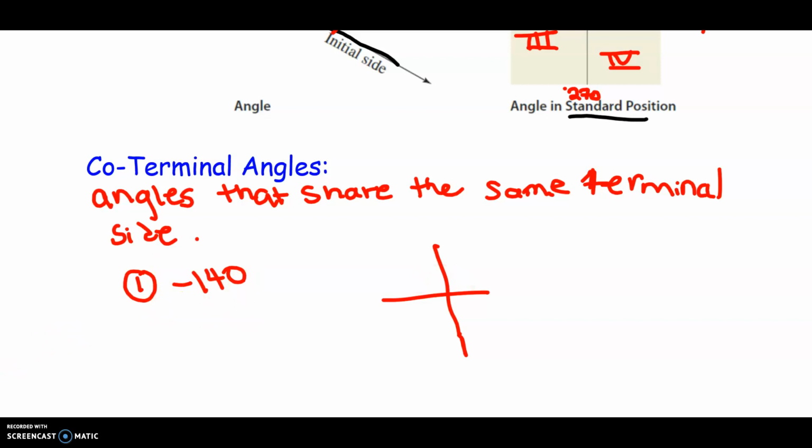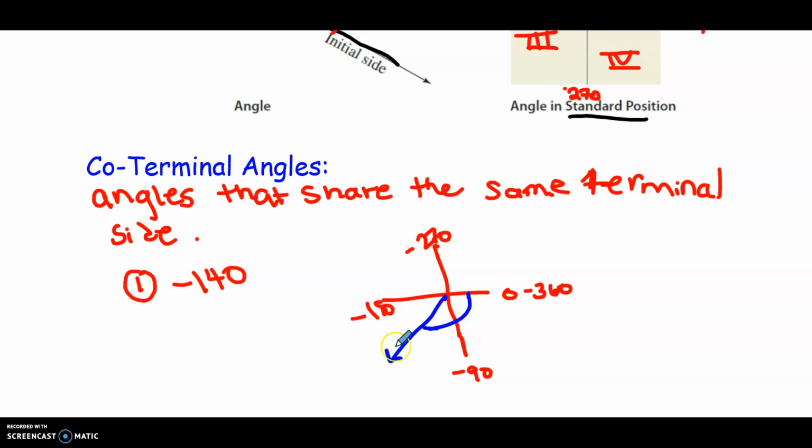So I'm going to take that out and say, okay, well, this is 0 degrees. If I get to here, that's negative 90. This is negative 180, negative 270, and a full circle is negative 360. So where would negative 140 land? Starting in standard position, you're starting at 0, and it's going to land between negative 90 and negative 180.